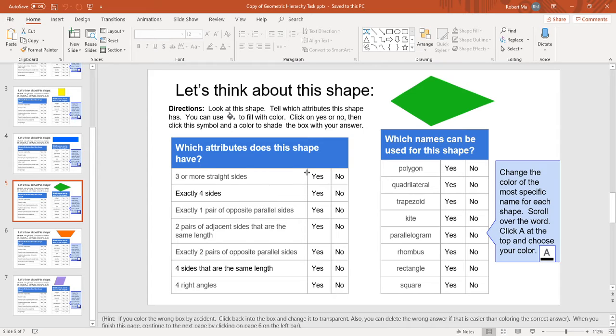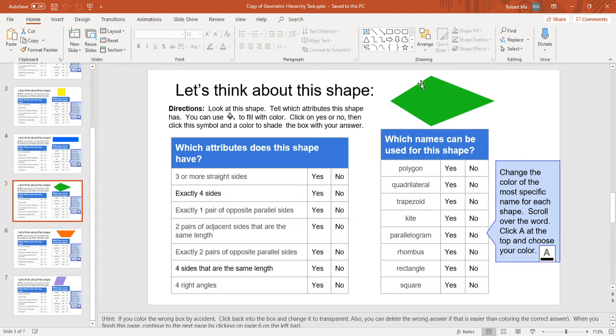So it has 3 or more straight sides? Yes. Exactly 4 sides? Yes. 1, 2, 3, 4. So it is a polygon and a quadrilateral. We'll go through here. Exactly 1 pair of opposite parallel sides? No. Because these opposite sides are not parallel. As you can see, they're slightly askew, right?